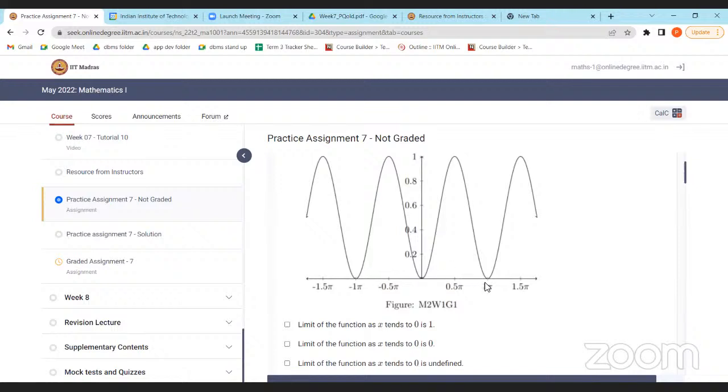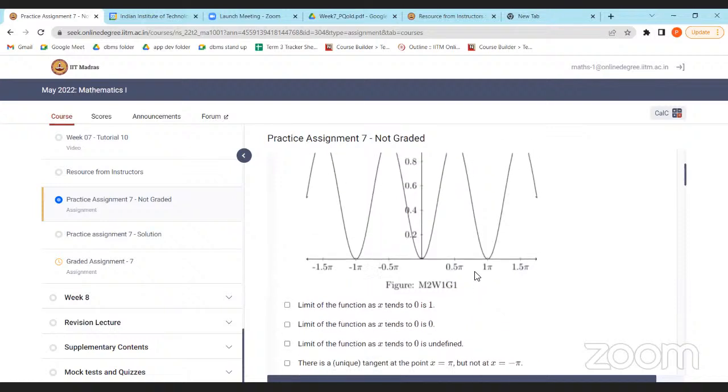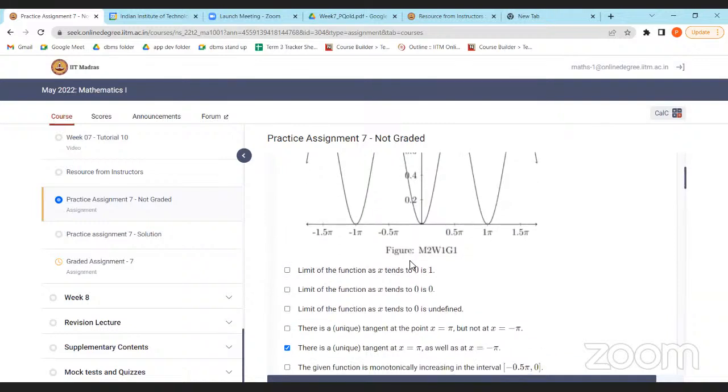So they should have the same point. They're talking about whether they have a tangent or not, and if it's unique. Yeah, it doesn't matter if it's unique. It passes through both. It is tangent to both the points, right? Right. Okay.